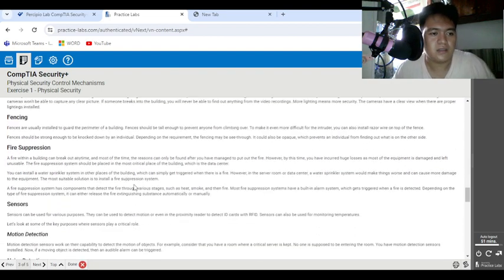Fencing. Installed guard perimeter of the building should be tall enough to prevent anyone from climbing over.